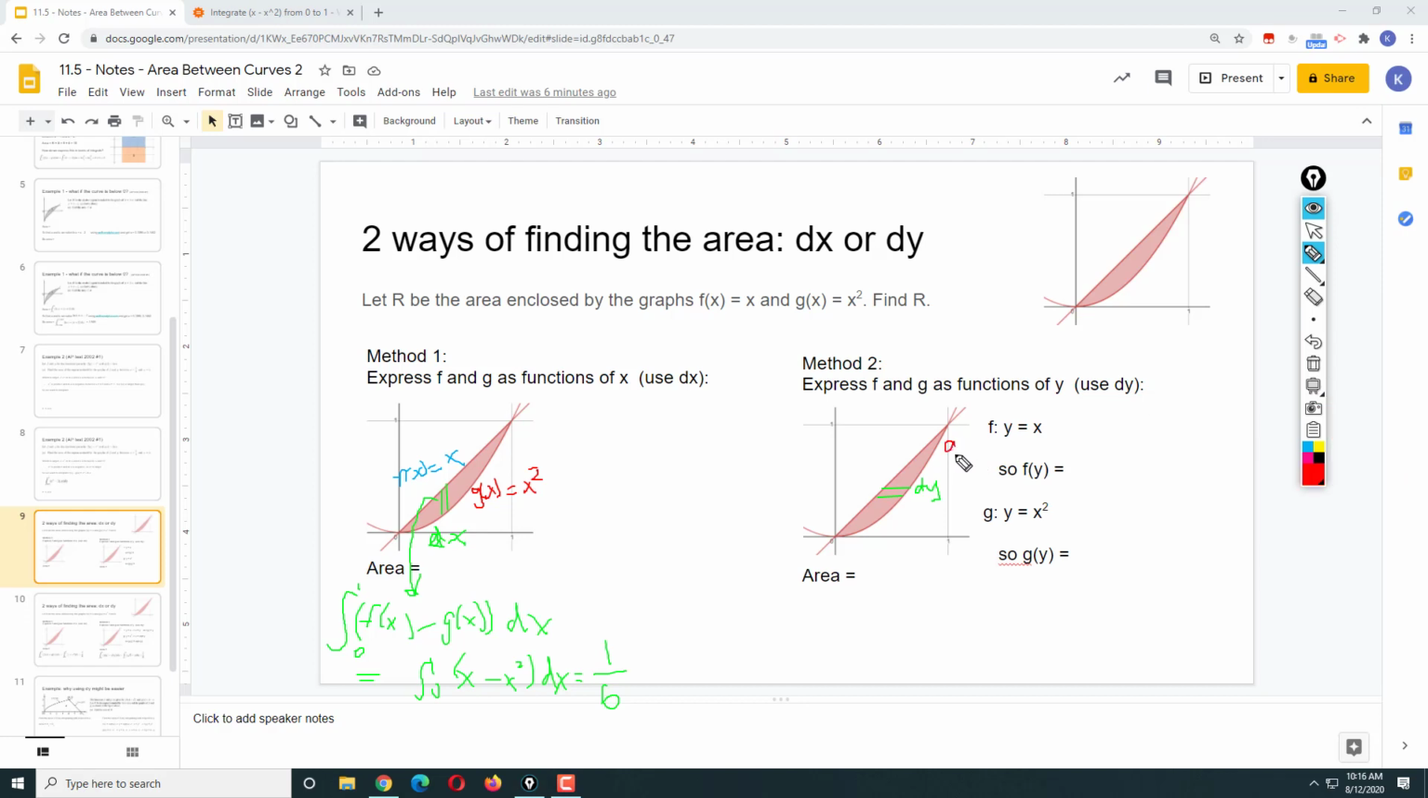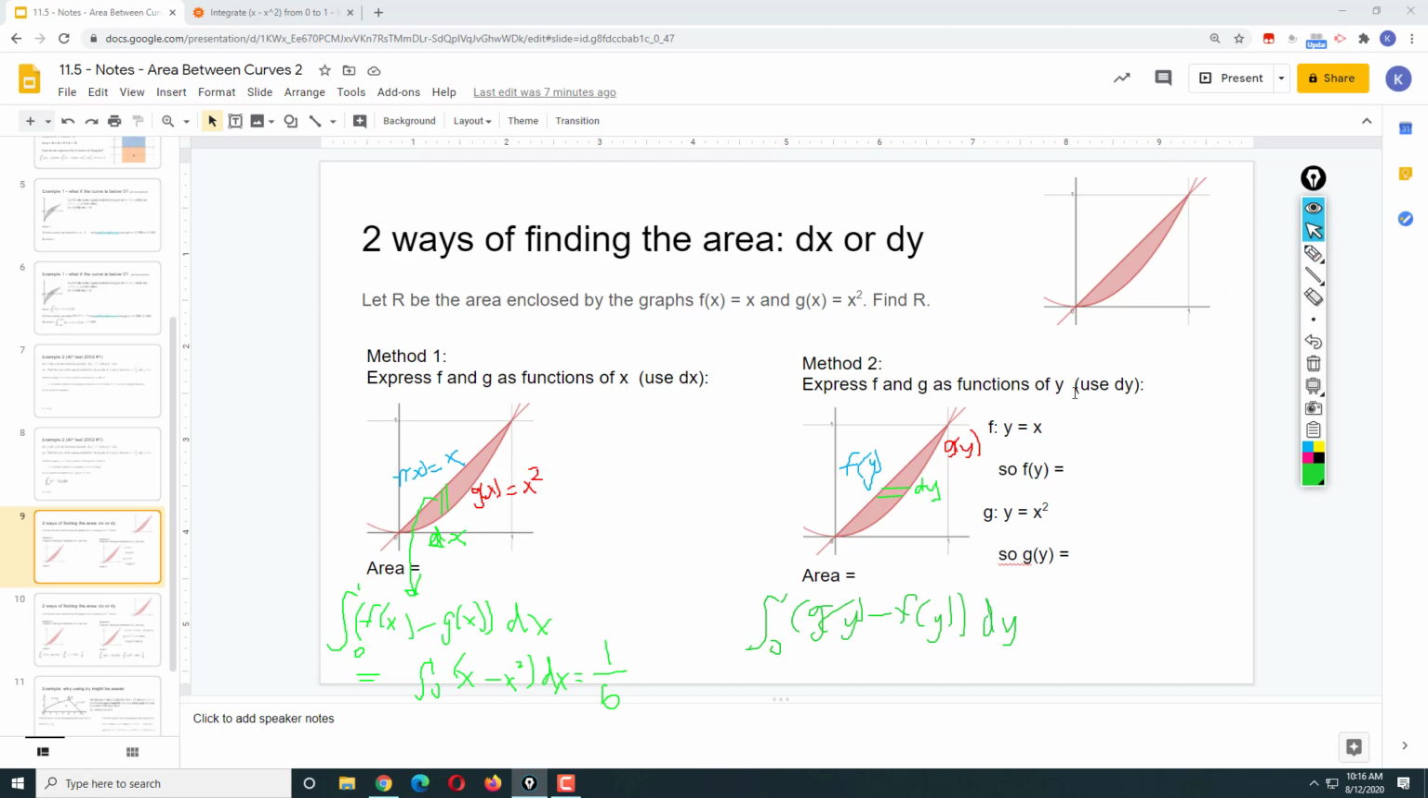The function on the right is g. We're going to express it as a function of y this time. The function f is on the left. We're still integrating from 0 to 1, because both x and y go from 0 to 1. So we can do the integral from 0 to 1 of g of y minus f of y. It's not always g minus f. It's just because g is to the right of f, so g is larger, so we do g minus f for this one, times dy. And we should get the same answer.